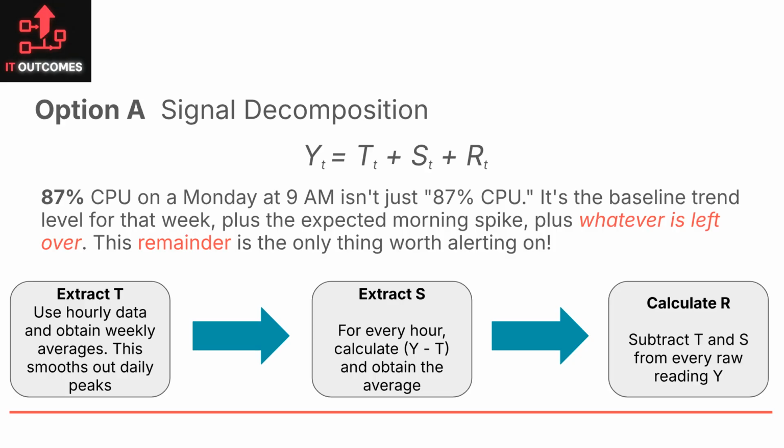And then the final step is obviously to calculate r. And to calculate r, you just solve for r in the equation, which means you take y and you subtract t and s. So for every raw value of y, you're going to subtract t and s, right? So you're subtracting the predictable trend and the seasonal spike from the raw data. And the remaining value represents true actionable noise, right? That is exactly what we should be setting our alert thresholds on, what we need to be keeping an eye on when we're monitoring.